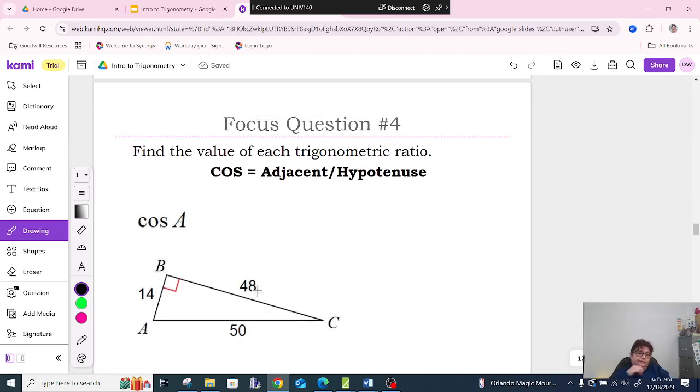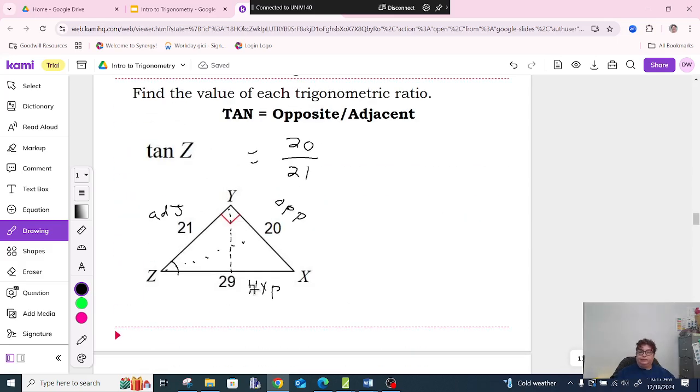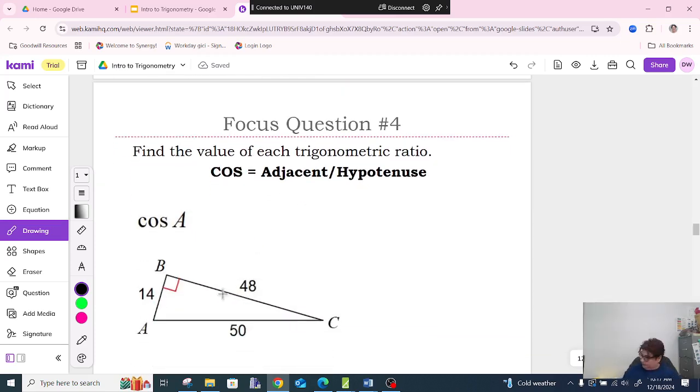So let's do this one. We're going to label it again. I'm going to wait and let you try doing this one yourself. And then check with your neighbors, see if they get the same answer as you got, and then I'll tell you if you're right. Don't forget to reduce your fractions. 20 over 21. And reduce your fraction.